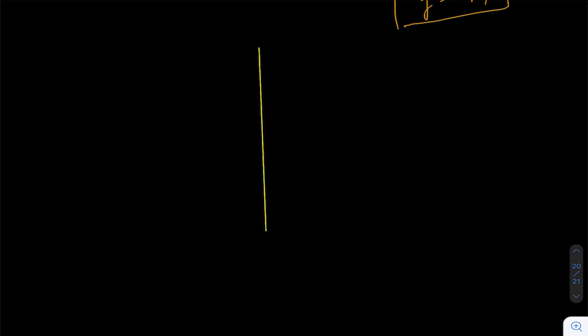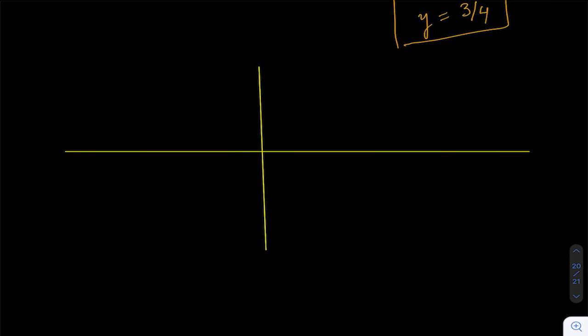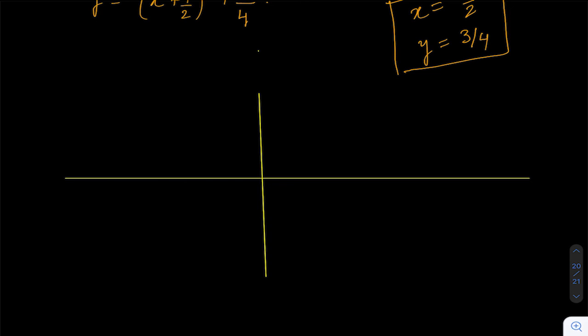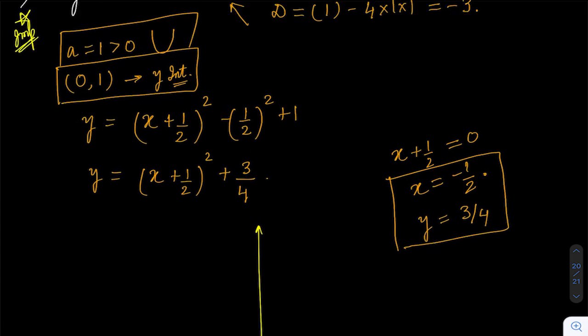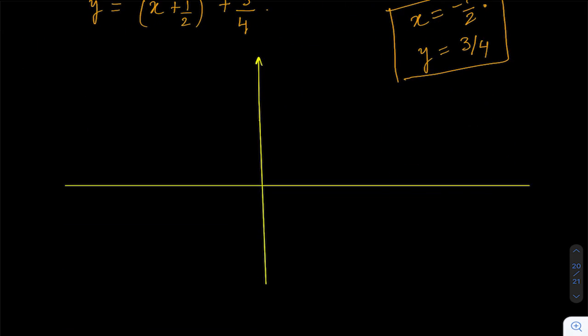That's why I said this is important, because this graph will not be crossing the x-axis at all. Okay. So first is 0 comma 1. So x is 0, y is 1. It is passing through this point 0, 1.